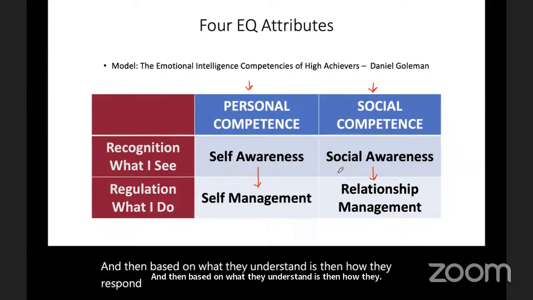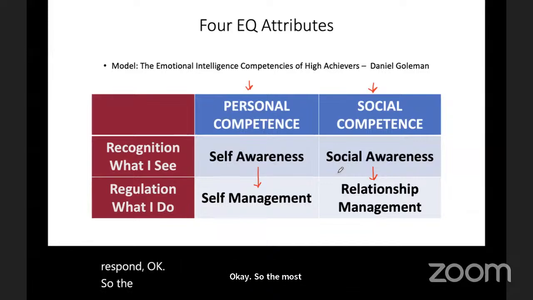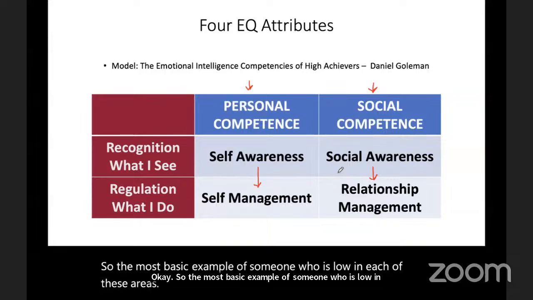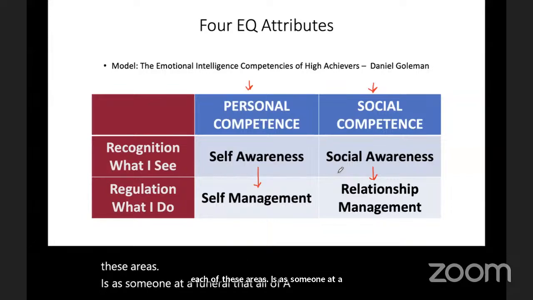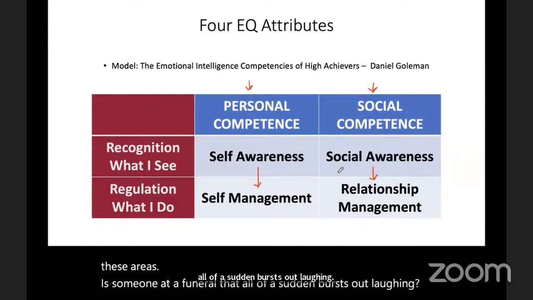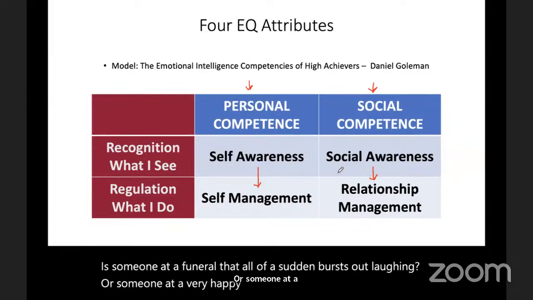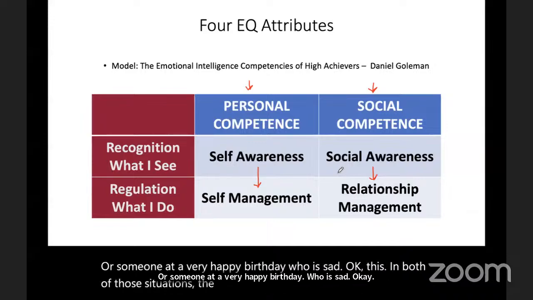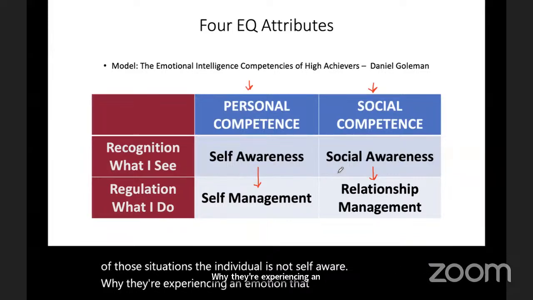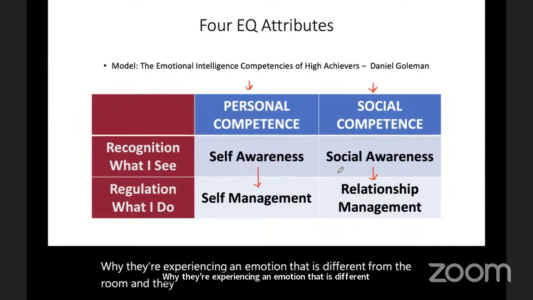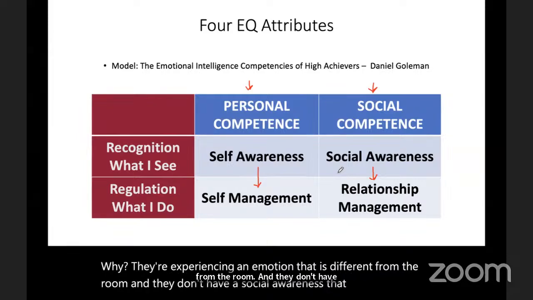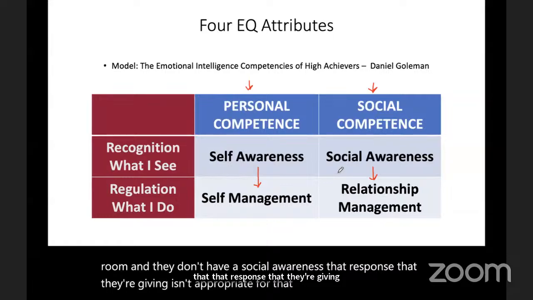Okay. So the most basic example of someone who is low in each of these areas is someone at a funeral who all of a sudden bursts out laughing, or someone at a very happy birthday who is sad. Okay. In both of those situations, the individual is not self-aware of why they're experiencing an emotion that is different from the room, and they don't have a social awareness that the response they're giving isn't appropriate for that situation. Okay.